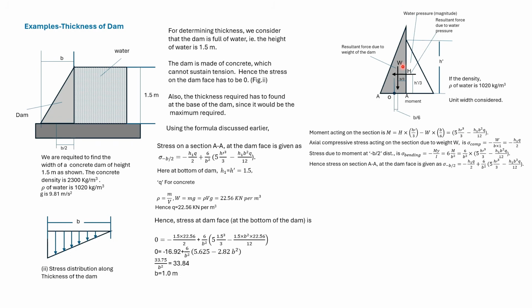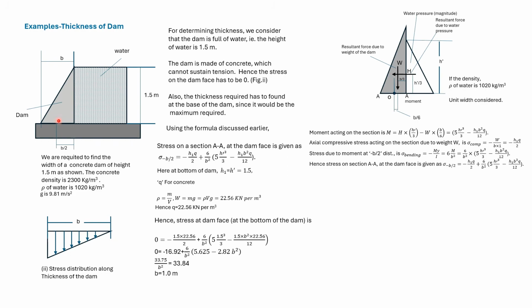There will also be a compressive stress acting due to W, and it is given by H1 rho g into B divided by 2, divided by B into 1. So we get this expression. We obtained the moment. So this is the bending stress at the dam face, where the distance is minus B by 2. We add the compressive stress to get the total stress at the dam face.